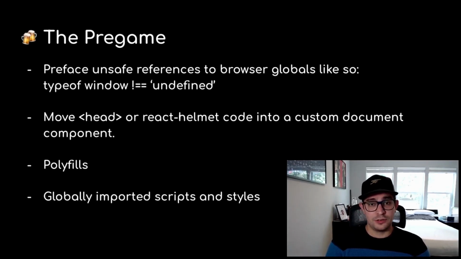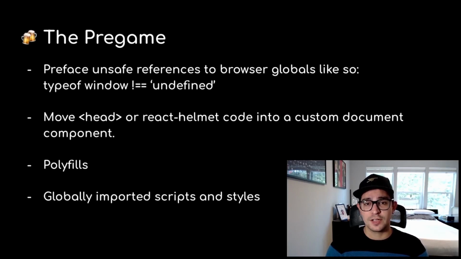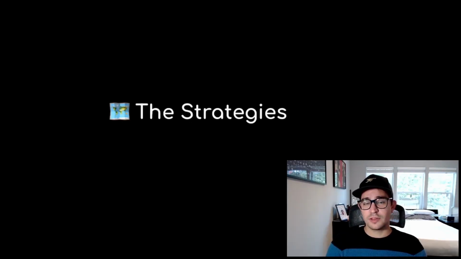After you make window and other browser globals safe to use, you're going to want to move on to documenting any head code or meta tags inside of React Helmet, because once the migration does occur, you're going to want to move all of that into a custom _document component. After that, you're going to want to make note of any polyfills that Next.js doesn't support out of the box. They have a page in the documentation regarding what those are. Lastly, you'll want to document all of the globally imported style sheets or scripts that you're referencing inside of your application, because once you do migrate to Next.js, those will need to be placed inside of a custom _app component.